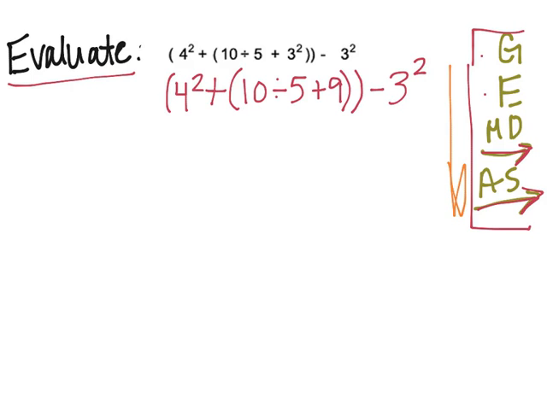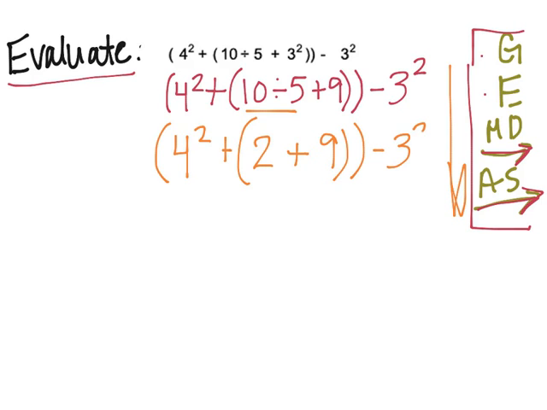Now I still have some operations within that parentheses. So I need to ask myself, am I going to evaluate 10 divided by 5 first or 5 divided by 9 first? I have to evaluate multiplication and division before addition and subtraction. So I'm going to evaluate 10 divided by 5, which is 2. So I'm going to rewrite my expression. So I have parentheses 4 squared plus parentheses 2 plus 9, close parentheses, minus 3 squared.